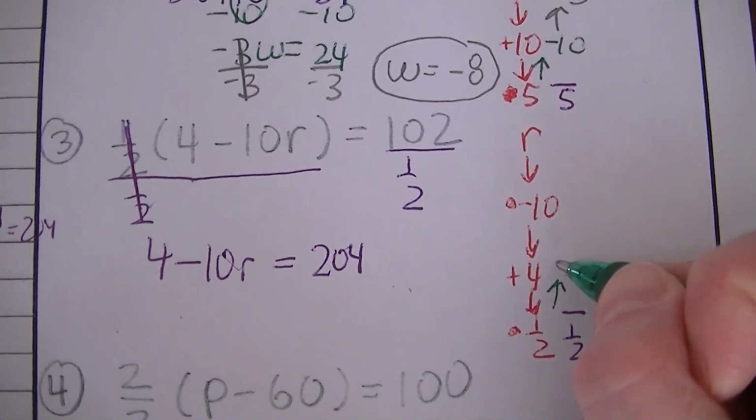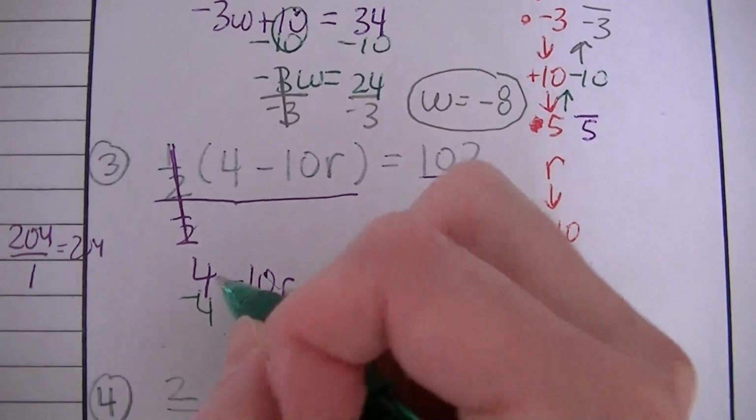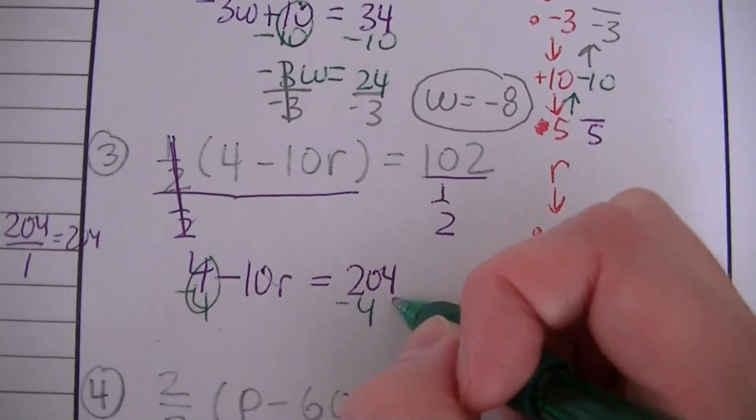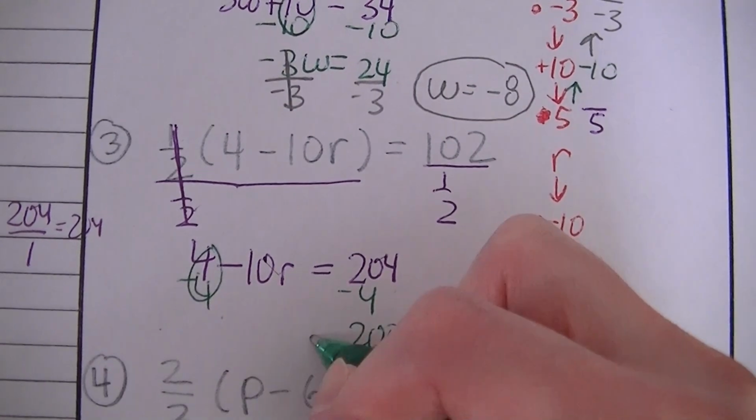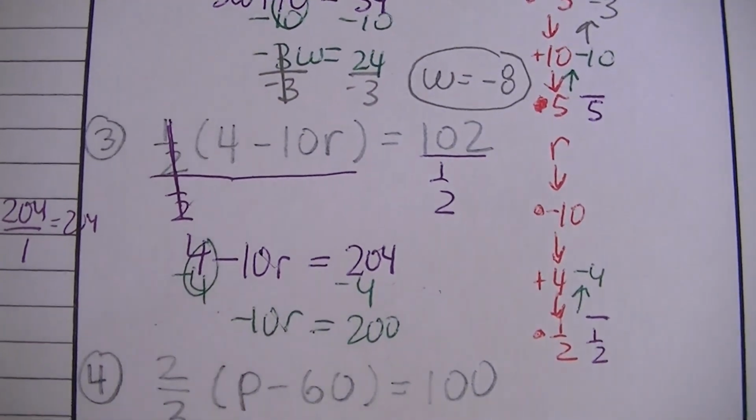Inverse operation of plus 4 is to subtract 4, and you can do that to both sides of that equal sign. 4 take away 4 is 0. 204 take away 4 is 200. Bring down your equal sign and that negative 10r. Then go on back up.